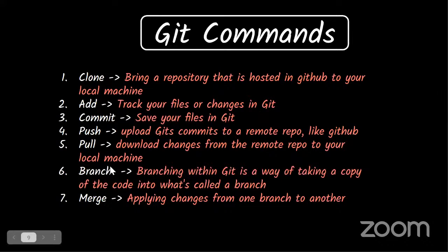Then we'll also look at git branch. We'll talk a lot more about branching later on. Branching within Git is a way of taking a copy of the code into what's called a branch. Just like the name, branching is like segmenting your code and putting it in branches. You have different branches, and you'll get to know what branches are in this course.